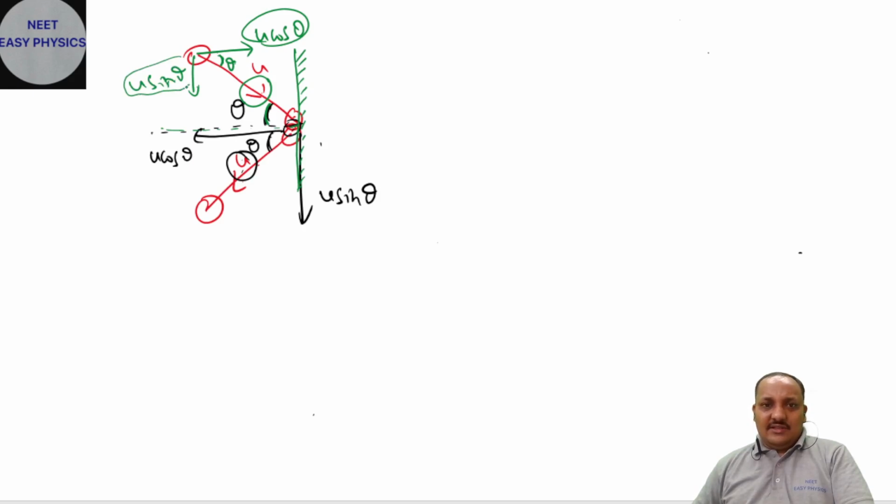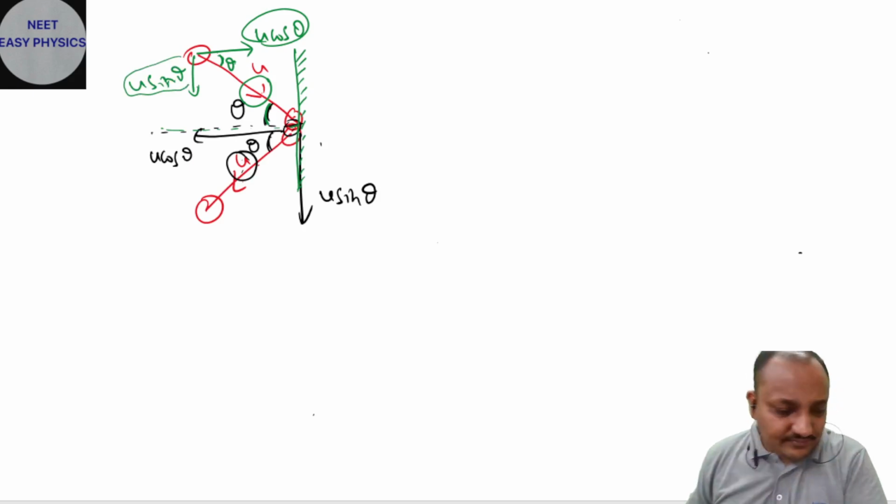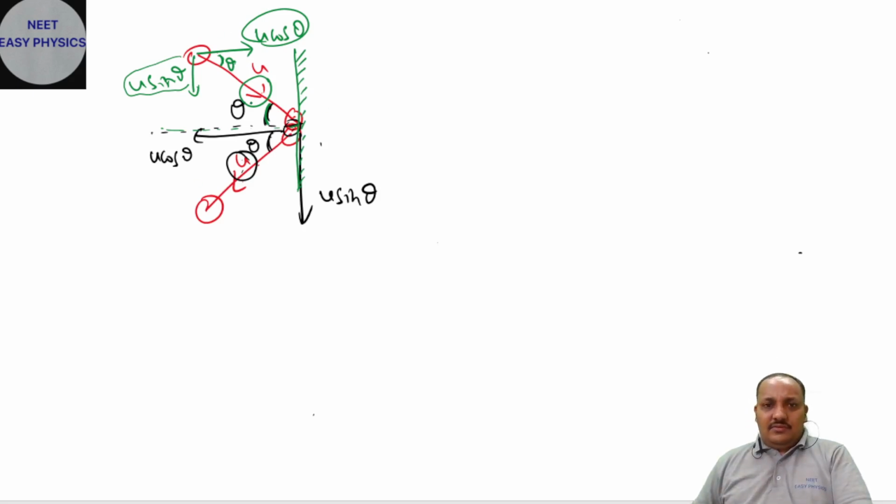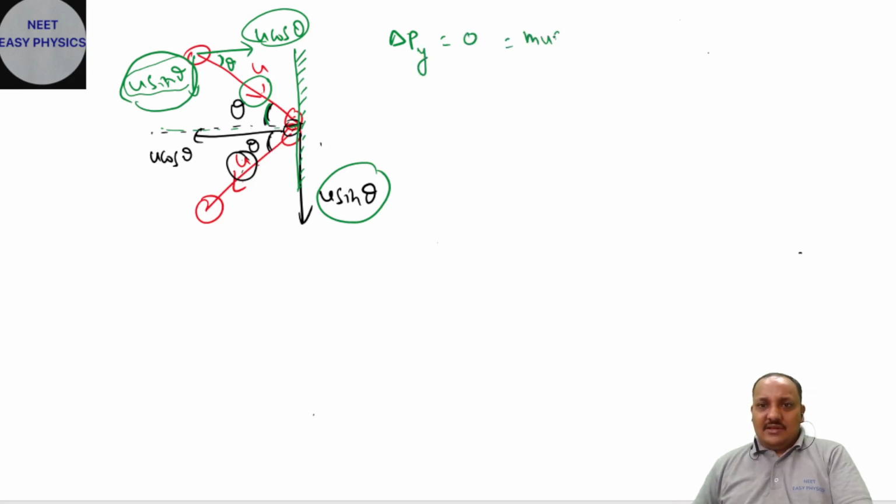We discussed all these in basics, correct? Now, we can observe one thing. The u sin theta components are both in the same direction, that is downwards. Therefore, the change in momentum along the wall, that is nothing but the y-axis, is going to be 0, because mu sin theta minus mu sin theta, final momentum minus initial momentum, is 0. So always the change in momentum along the wall is 0.